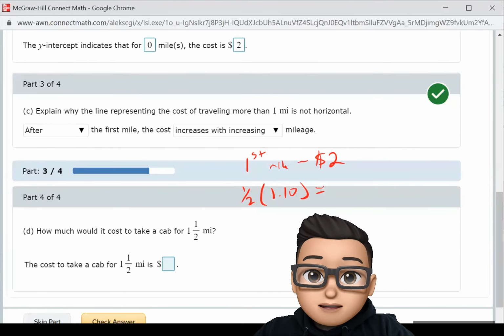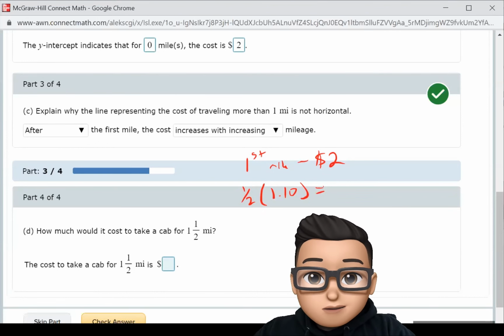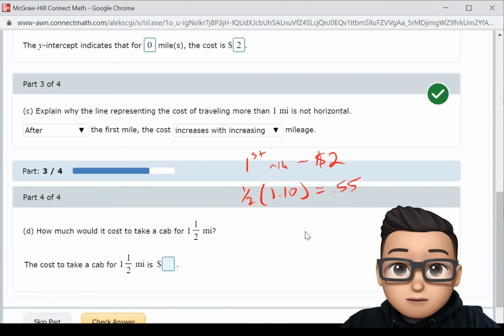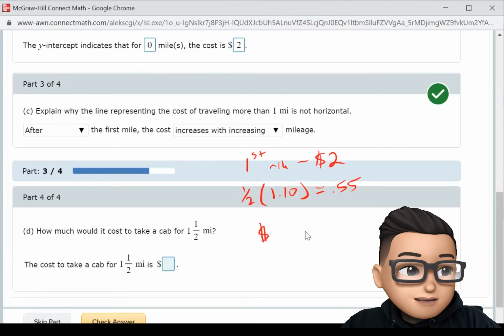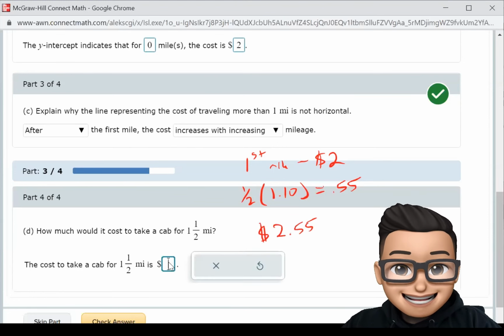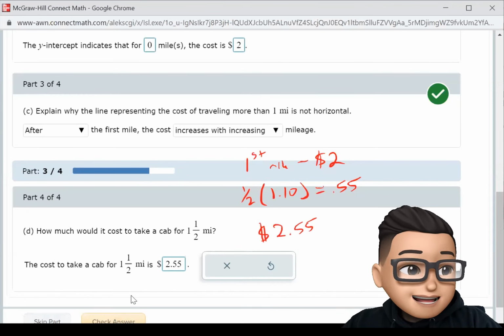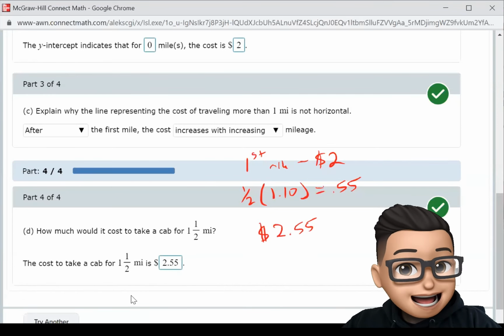So let's go ahead and multiply that, right? We're just taking half of 110. Let's just do this and make sure we don't make any silly mistakes, right? 55 cents. So we'll add those two up. So that total to take that cab for 1.5 miles is $2 plus 55 cents, so $2.55. So again, make sure you really understand these word problems, because any little thing here can trip you up.